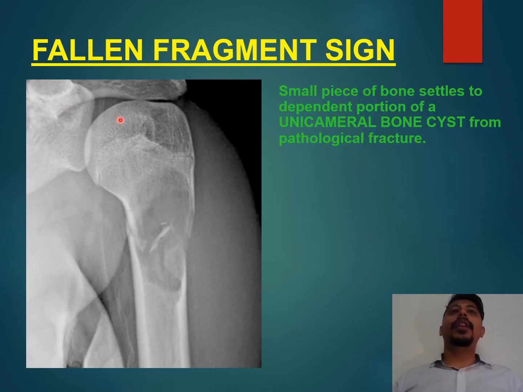Fallen fragment sign. So this is the humerus, and this is the shoulder joint where we can appreciate a small piece of bone settled to the dependent portion, because of the pathological fracture seen in the radiolucent lesion in the proximal shaft of the humerus. So this is the unicameral bone cyst or the simple bone cyst with the fallen fragment sign within.